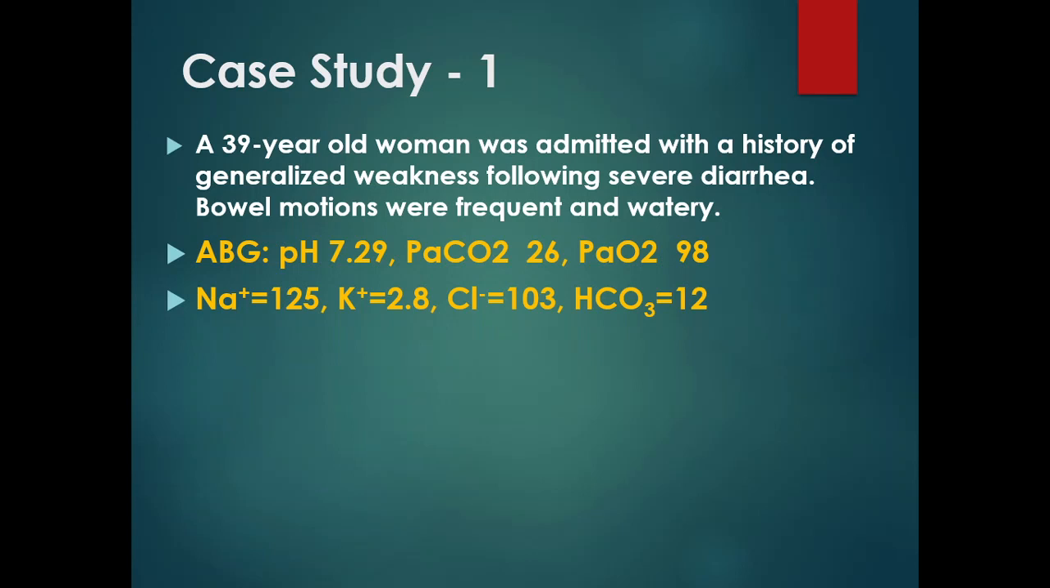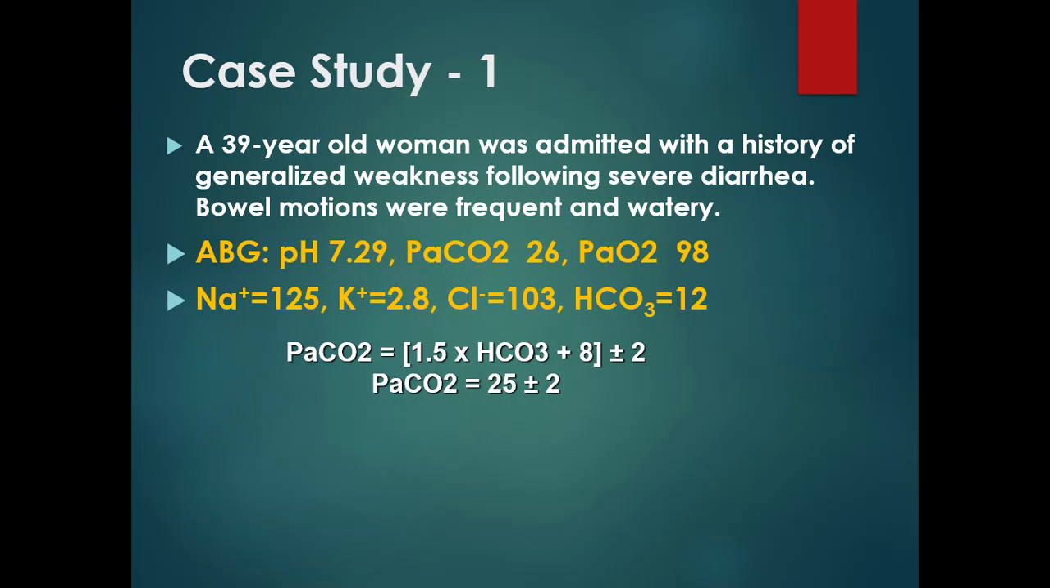The pH is 7.29, the PCO2 is 26, and the PO2 is 98. So the pH is low, less than 7.40. The PCO2 is on the low side. It does not explain this acidosis, so most likely it's metabolic. We'll look at the bicarb. The bicarb normally is 24, here it is 12, so this is a metabolic acidosis.